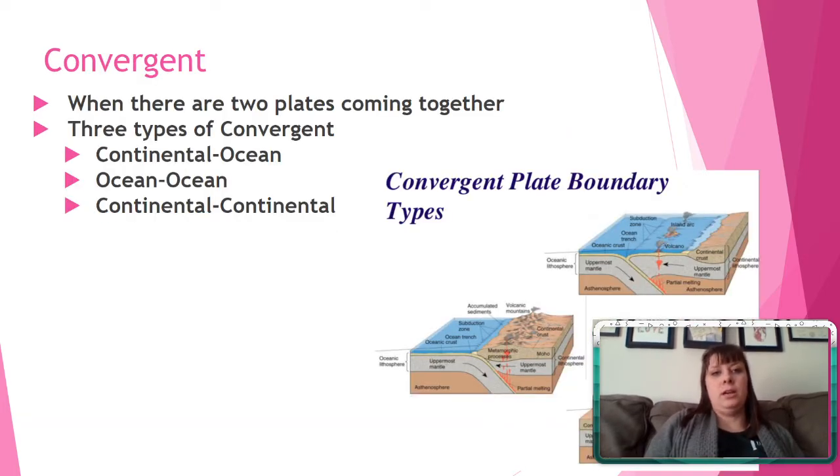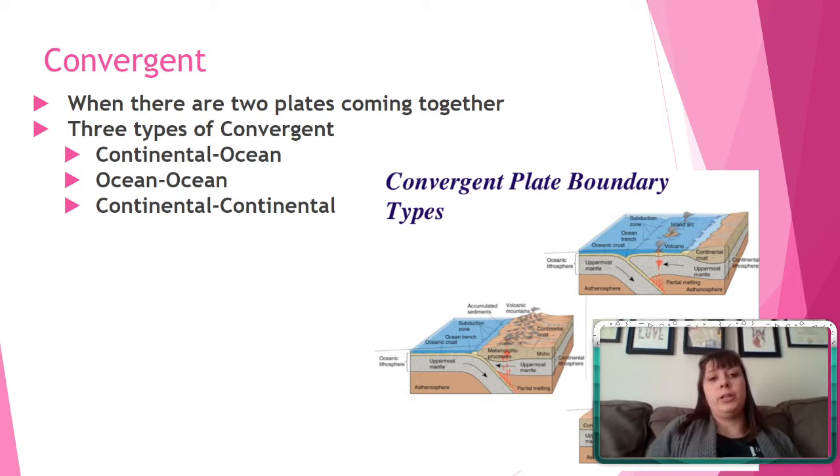We also see convergent boundaries. This is where two plates come together. There are actually three types of convergence. We have our continental and oceanic, or oceanic and oceanic, or continental and continental.